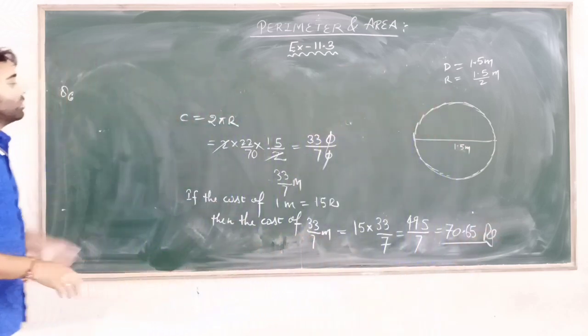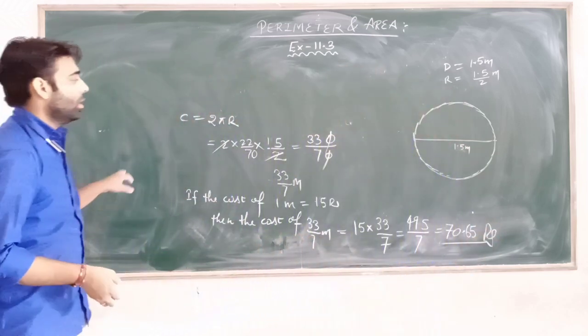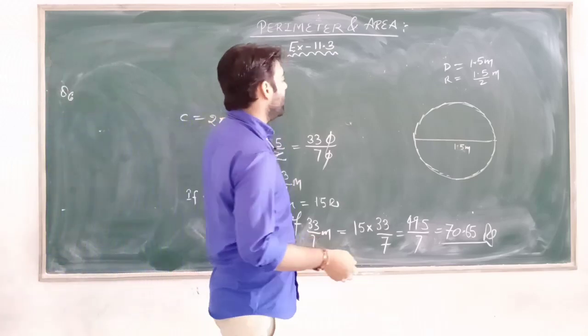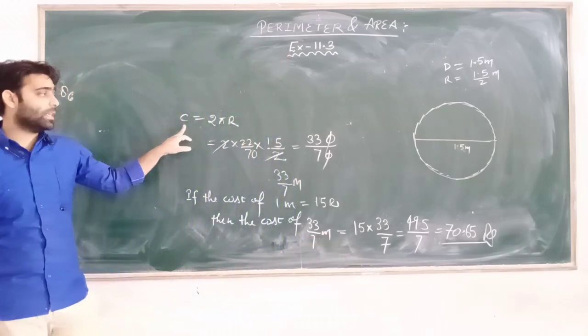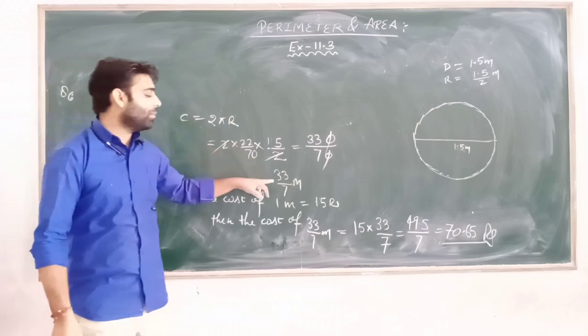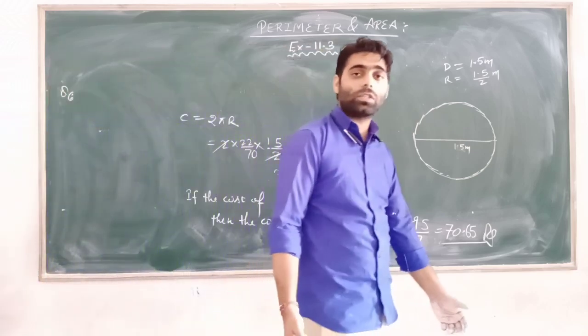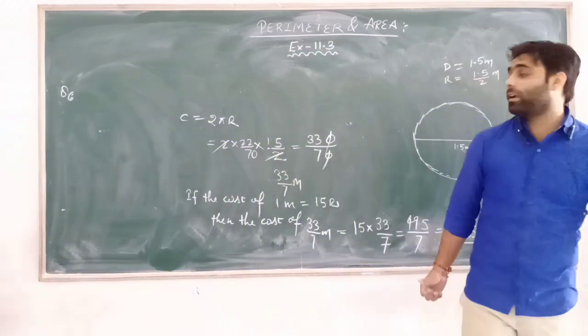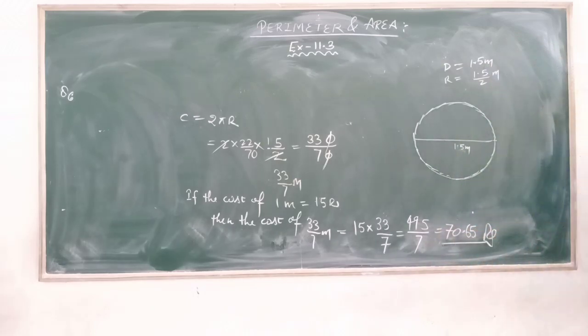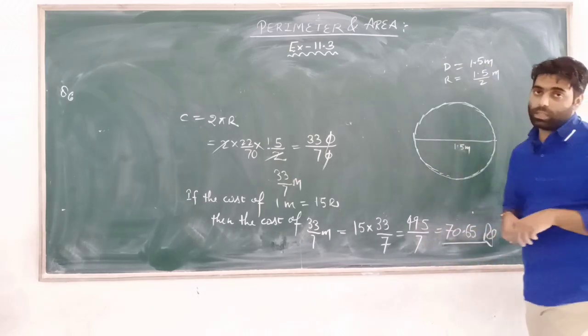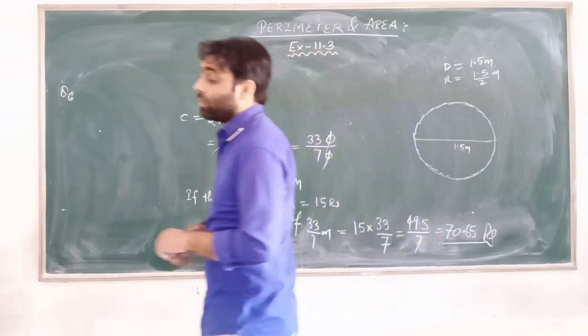Okay, this is a video solution of question number 6. For that, we have to calculate the value of C, that is circumference, and after that we will multiply it with 15, that is the cost of the ribbon, and now we will find that the answer is equal to 70.65. That is the video explanation of question number 6.